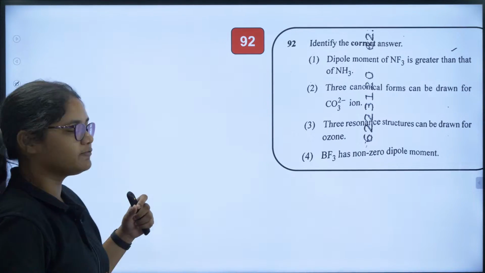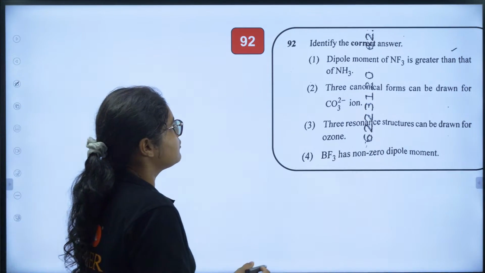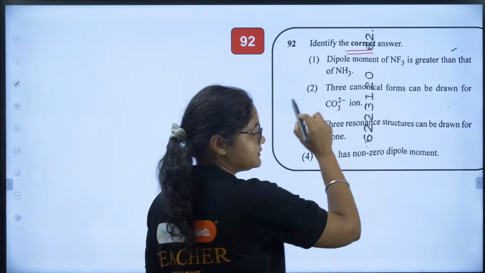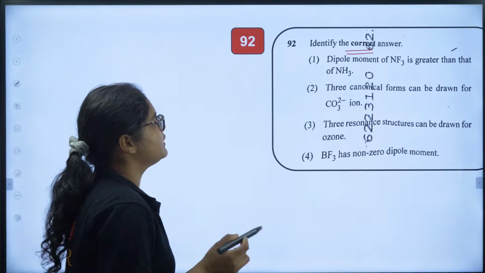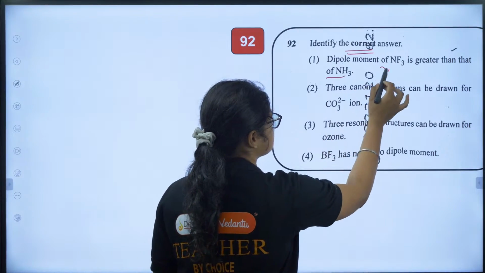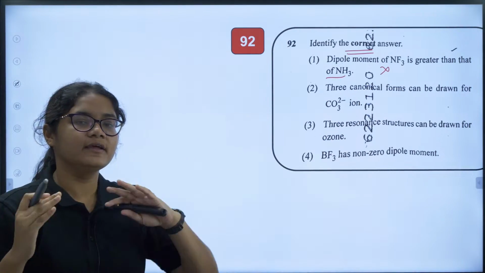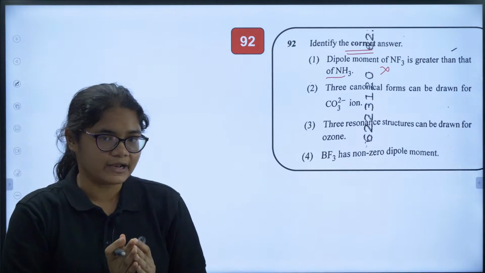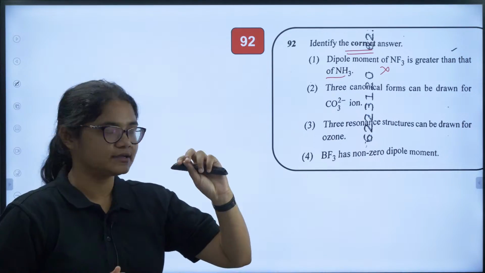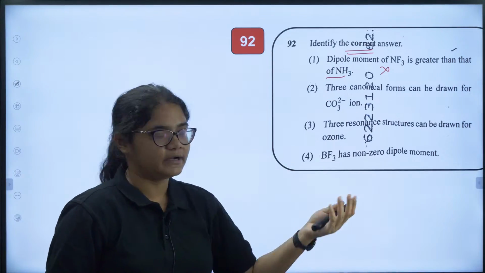So the question is again from chemical bonding. Dipole moment of NF3. So you have to find the correct statement here, right? So the statement that the dipole moment of NF3 is greater than NH3 is incorrect, because in NF3 the dipole moments are in different directions. In NH3 they are in the same direction. That is why the NH3 dipole moment is greater.